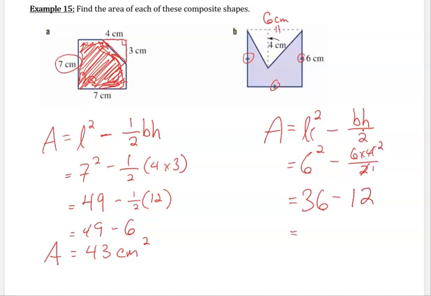So 36 minus 12 is our area. What is our area? 24. No, you're right, 24. Trust your maths. That is the area of the shaded area.